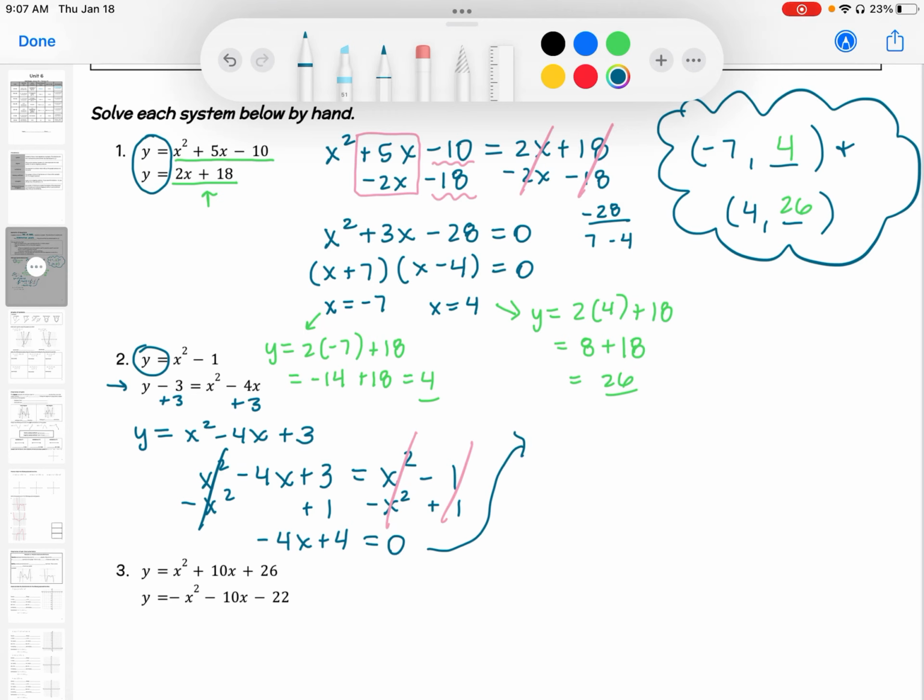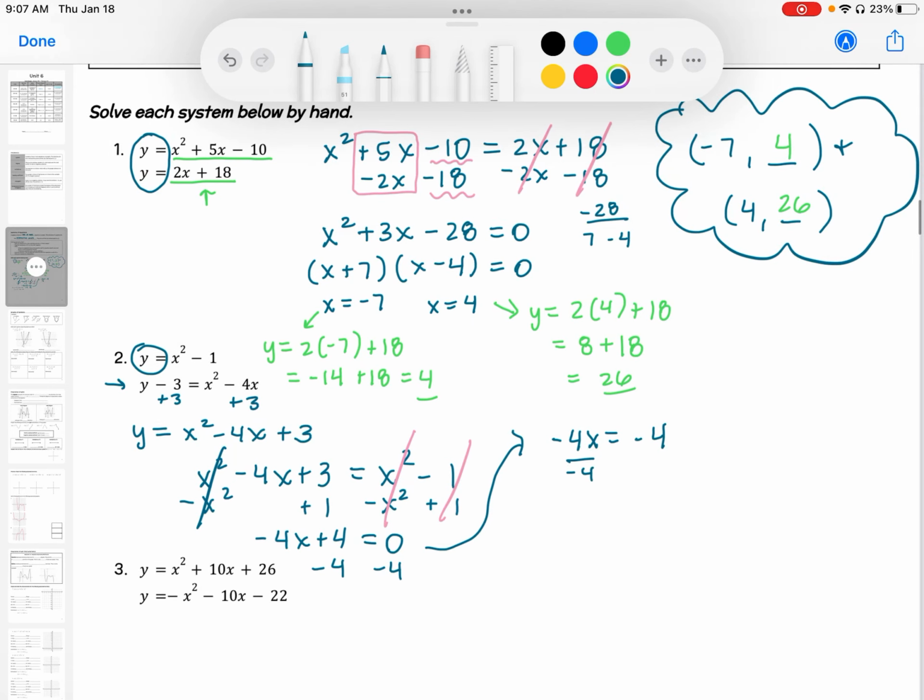So first thing we're going to do is subtract 4 from both sides. So we'd end up with negative 4x equals negative 4. And then we're going to divide both sides by negative 4. So we're going to have x equals 1. All right, so that's our x value.